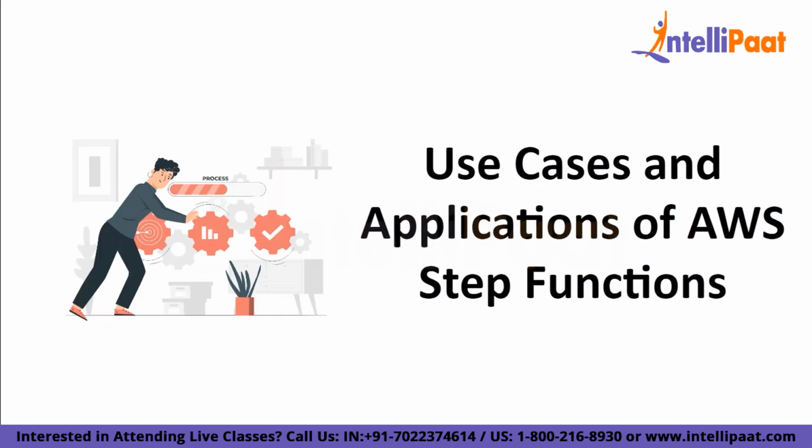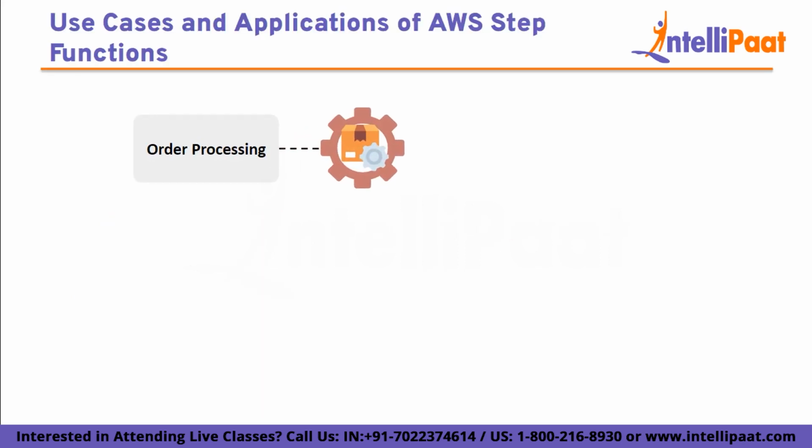Moving on, let's see some of the use cases and applications of AWS Step Functions. Order processing. In an e-commerce application, order processing involves multiple steps such as verifying payment, managing inventories, and notifying the customer. AWS Step Functions can coordinate these tasks effectively. For example, it can initiate the payment process, wait for payment confirmation, and then trigger inventory management and order confirmation tasks in a sequential and automated manner. If an issue arises, like a payment failure, Step Functions can handle it by notifying the customer or retrying the payment.